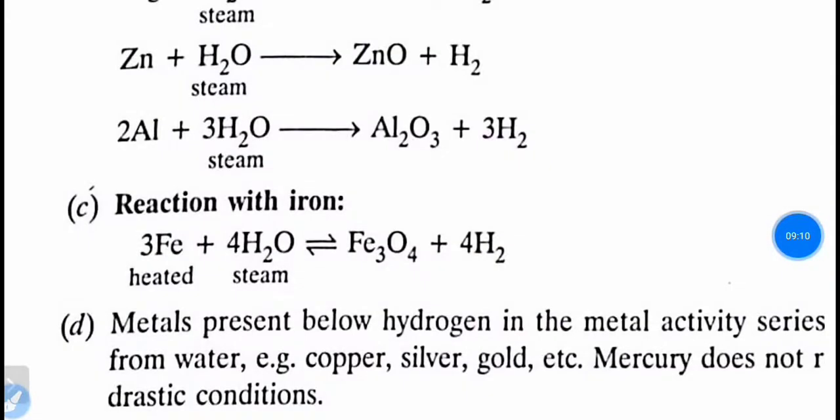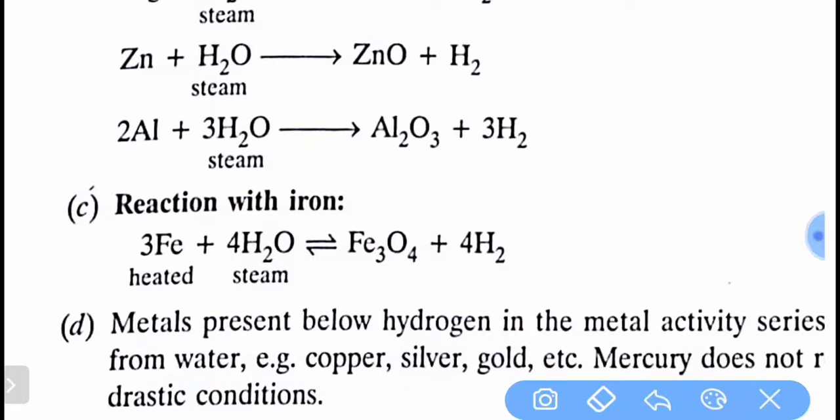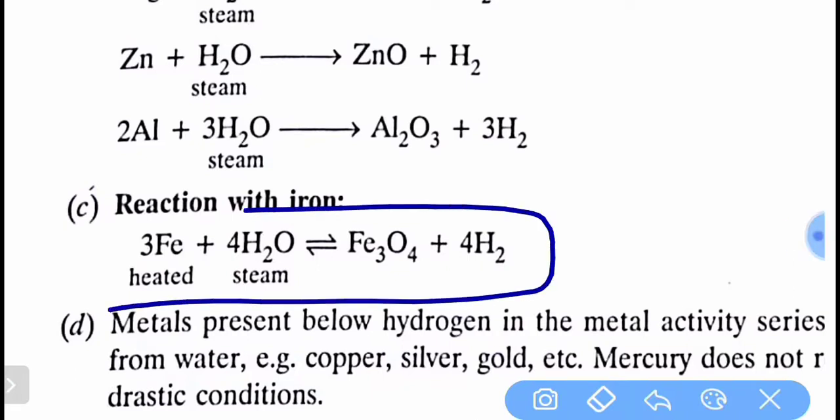Then next, reaction with iron. For iron also the same reaction, we have to take water in the form of steam. These are the reactions given. I'm showing your reaction only because it is very easy to understand that hydrogen will be liberated here and ferric oxide will be formed.